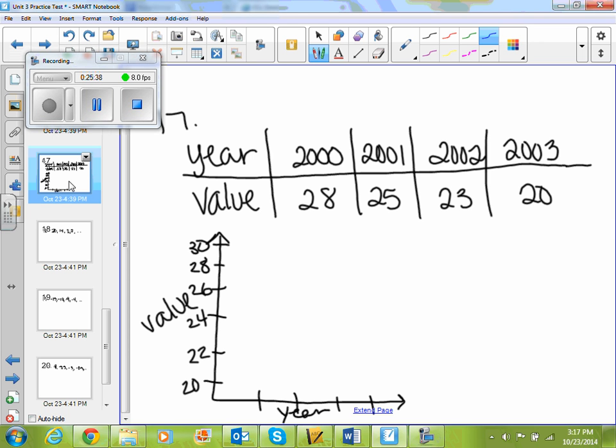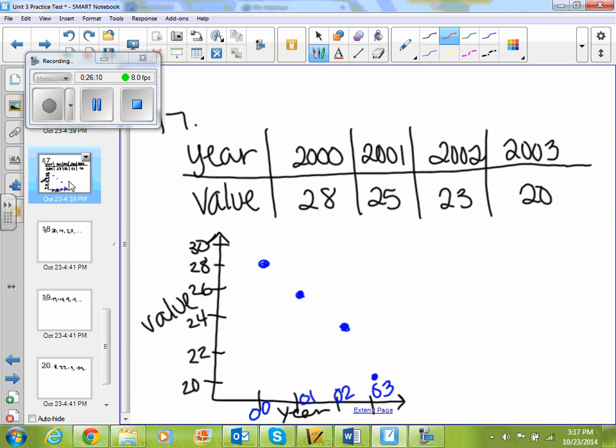So then if I make 2000 be my first year, I'm at 28, so I go over to 2000 and up to approximately 28. Scatter plots are approximate, remember. So if I go over to 2001, I'm at 25, so I'd go up to approximately 25. 2002, I'm at 23, so I'd go up to approximately 23. And at 2003, I'm at 20, so I just go up to just 20.